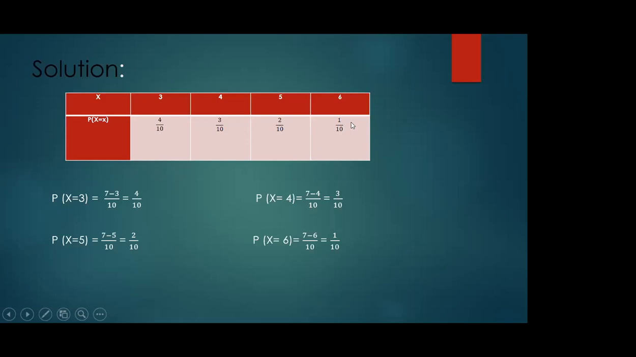To be sure that your probabilities are correct, check the total on the right part, because the sum of all probabilities must be equal to 1.